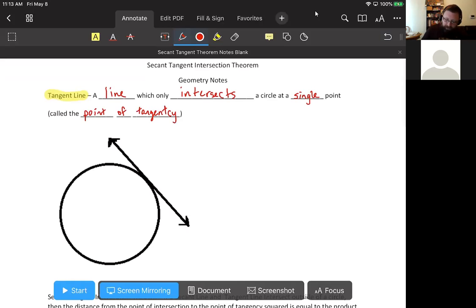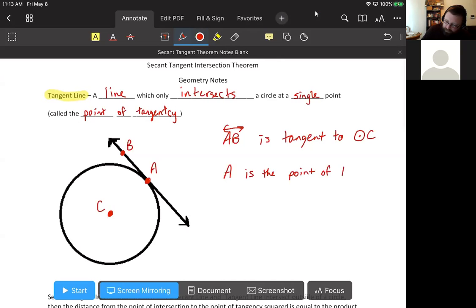Okay, so here in this picture we have a line. That line is intersecting circle C. Let's call this circle C. Call that point A, and we'll just put another point here on the line B so that we can say line AB is tangent to circle C. That means it only intersects the circle at a single point, that point being A. So we'd say A is the point of tangency.